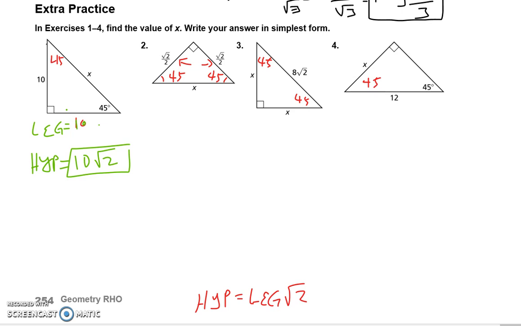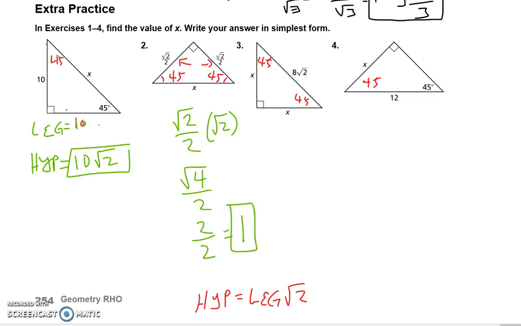When you do this one, do the same thing. The leg is square root of 2 over 2, and you multiply that by the square root of 2. Square root of 2 times square root of 2 is square root of 4 divided by 2. Square root of 4 is 2, so 2 divided by 2 equals 1. That's the answer to this one.